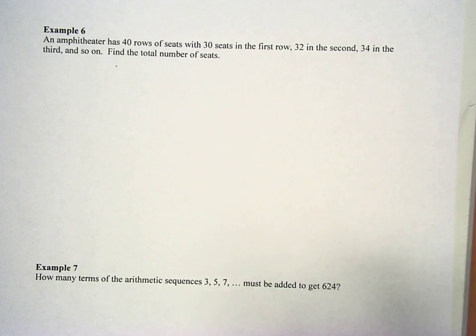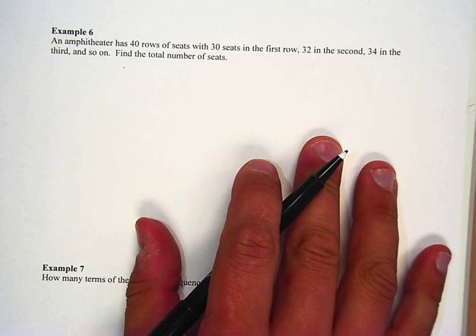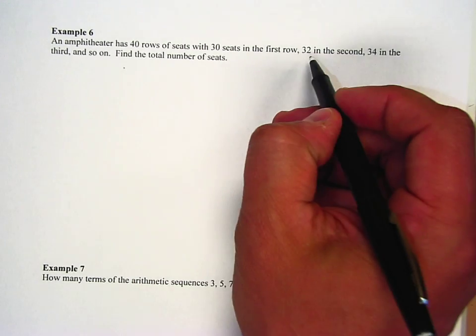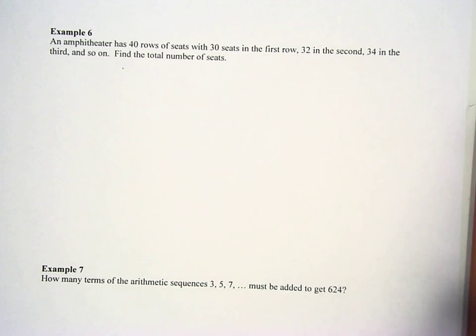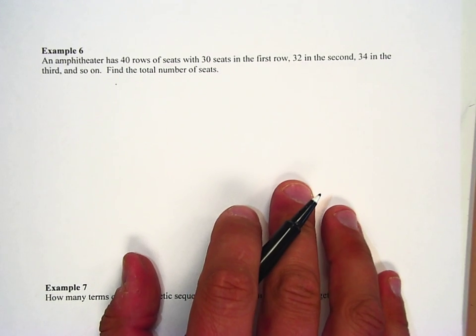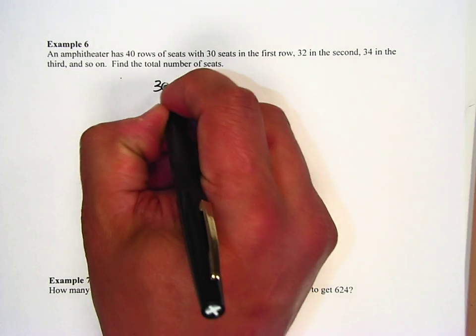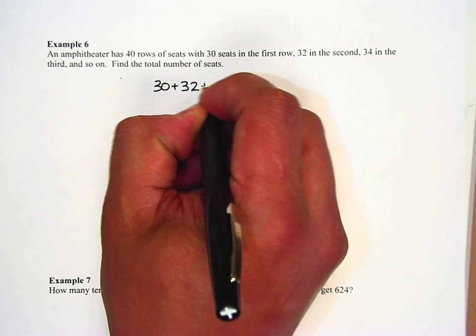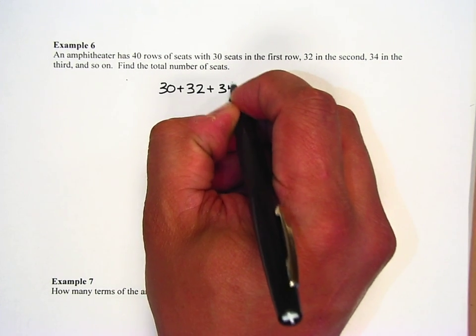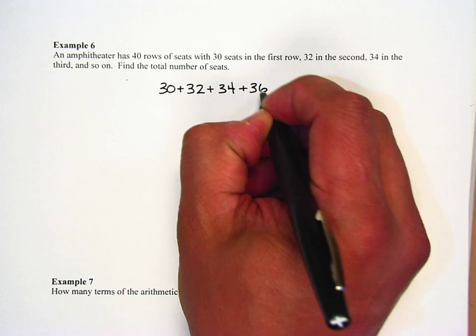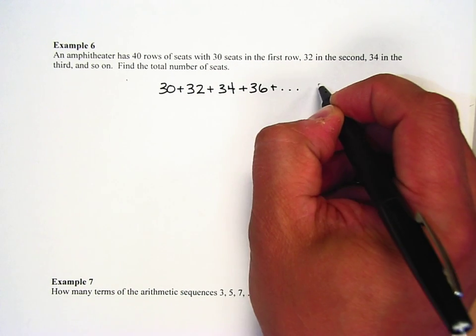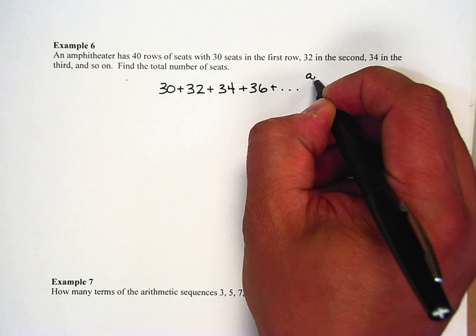Okay, here is another one. An amphitheater has 40 rows of seats, 30 in the first row, 32 in the second, 34 in the third, and so on and so on. Find the total number of seats. So what we're going to do is we're going to say, okay, well, the first row is 30, second row 32, third row 34, 36, all the way until the 40th row, which would be a sub 40.